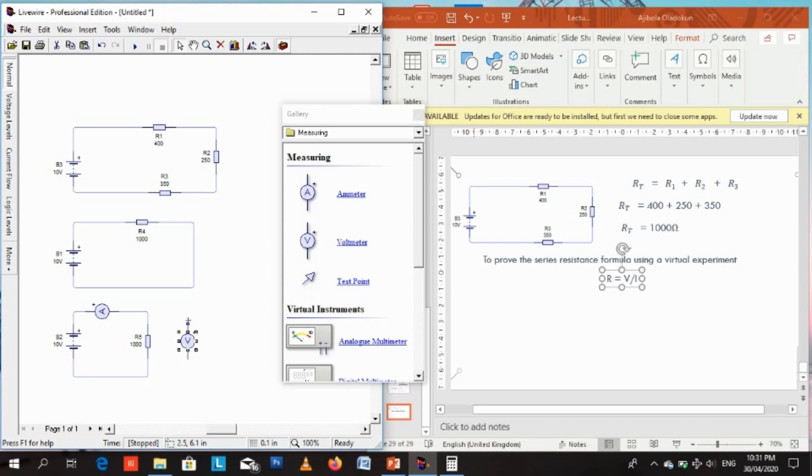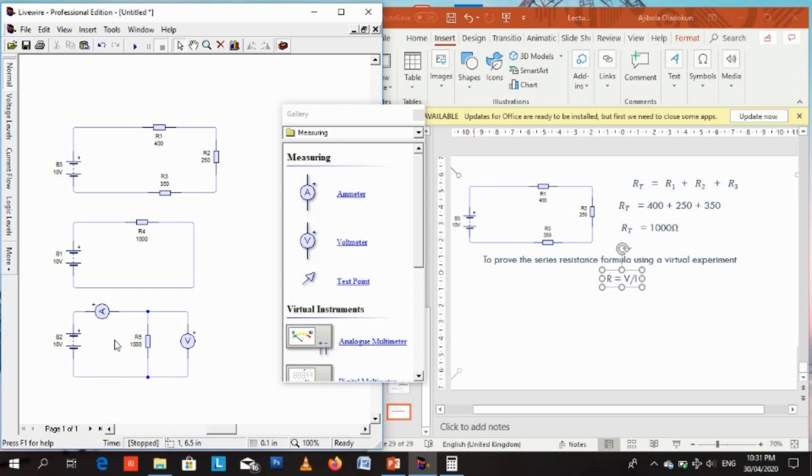Okay, this is misbehaving a bit. Click, drag, click, click, click, click.